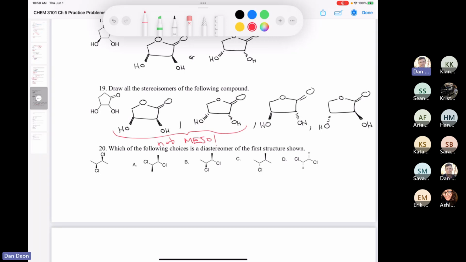Okay, the next one. Which of the following is the diastereomer of this compound here? So we're looking for something that's a diastereomer. This one's a little bit tricky. You kind of have to look through them all and do some rotation here.